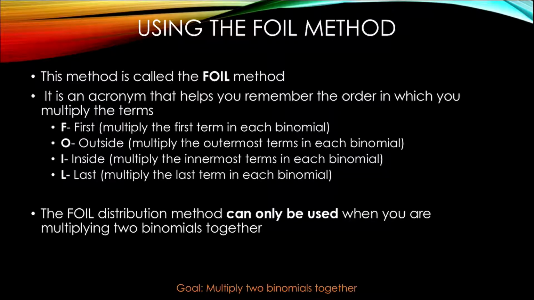So here's the key. I got my FOIL right here. The F in FOIL stands for first, meaning you take the first term in each binomial and multiply it together. And the O stands for outside, meaning the outermost terms we multiply together. I is inside, meaning the innermost terms, and L is the last term in each binomial we multiply together. Now remember, this can only be used when you're multiplying two binomials together. This does not work if I have a trinomial involved or another type of polynomial. It only works for two binomials.